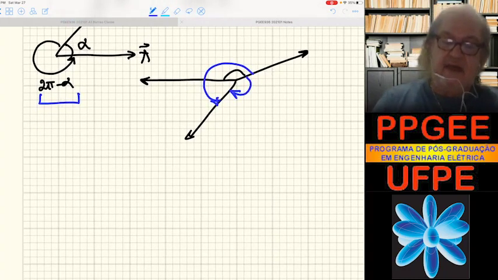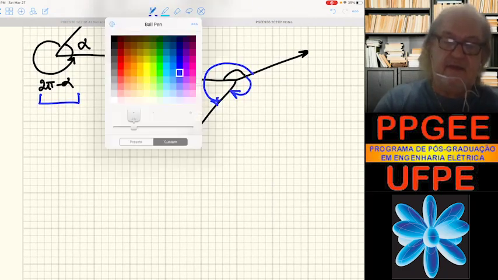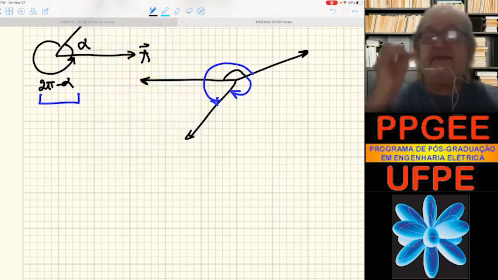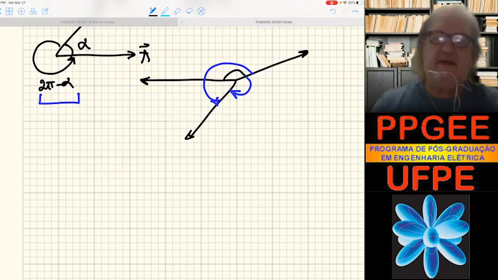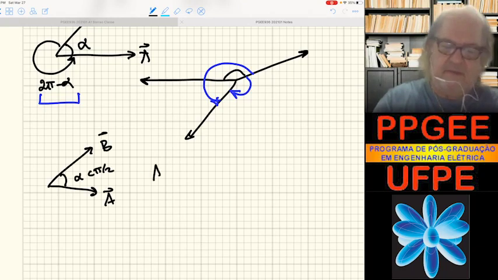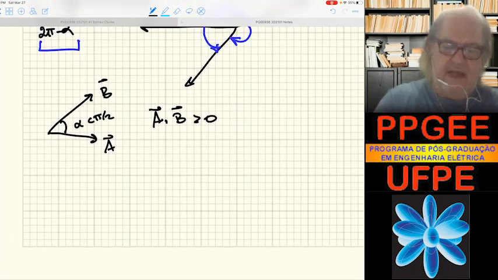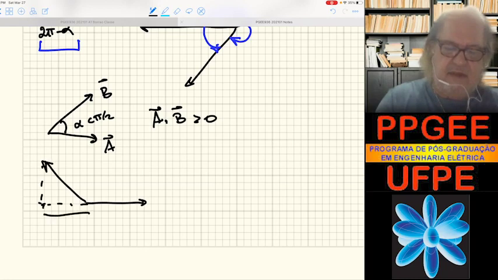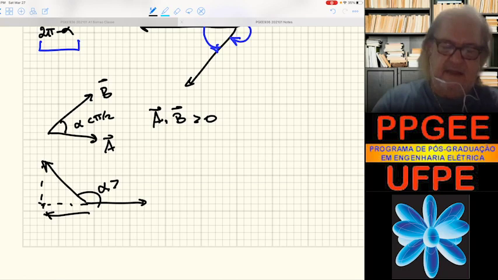So what happened to the dot product? The importance of the dot product is determining if things have a projection one along the other. Here, the angle is smaller than pi over 2, so A dot B is always larger than 0. On the other hand, if the angle is larger than pi over 2, the projection is negative, right? Because I'm projecting toward the other side. So this alpha is larger than pi over 2.